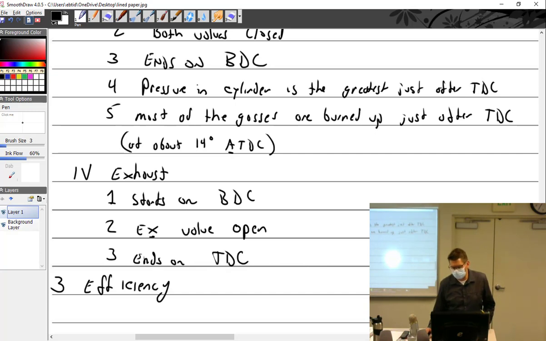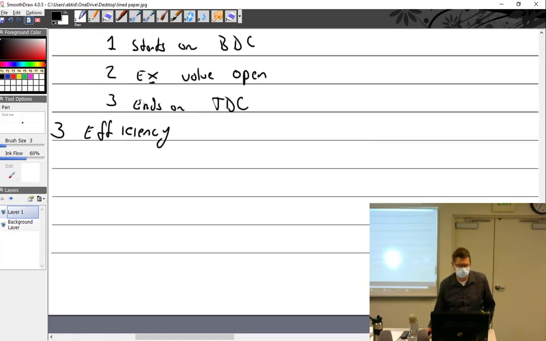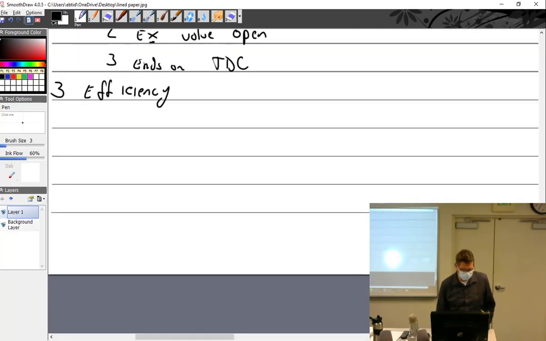So, efficiency. All right, this is what kind of engine? A Lycoming O-290? Well, that is not incorrect. It is a heat engine, right? Yeah. So we're going to talk about thermal efficiency.